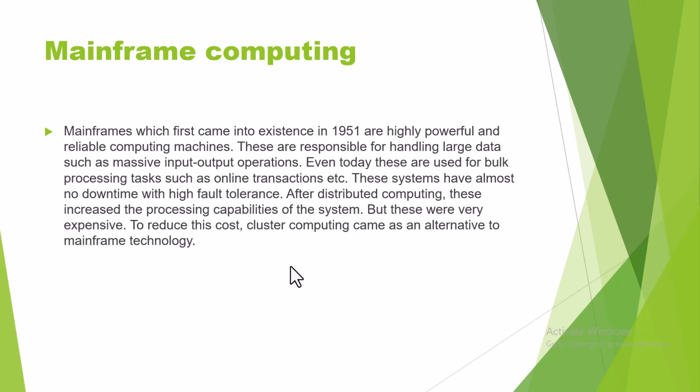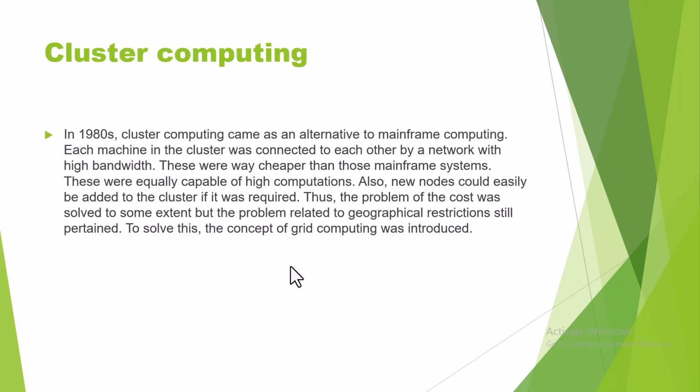To reduce this cost, cluster computing came as an alternative to mainframe technology. Mainframe technology does not have the disadvantages that we had previously in distributed computing. But the biggest problem is mainframe computing is so costly that it is not easy for everyone to use it. Then cluster computing. In the 1990s, cluster computing came as an alternative to mainframe computing.